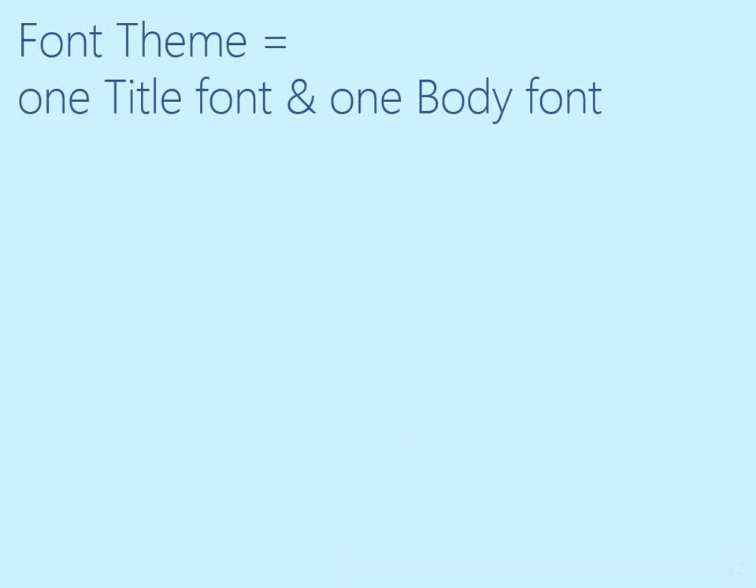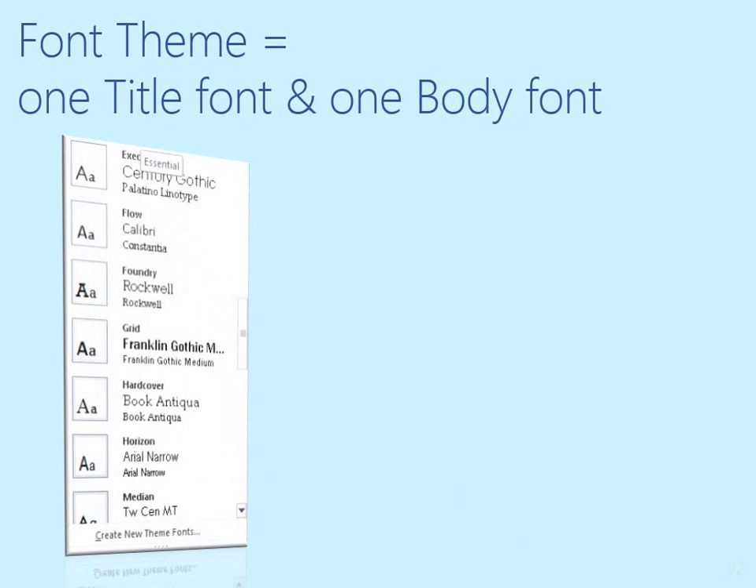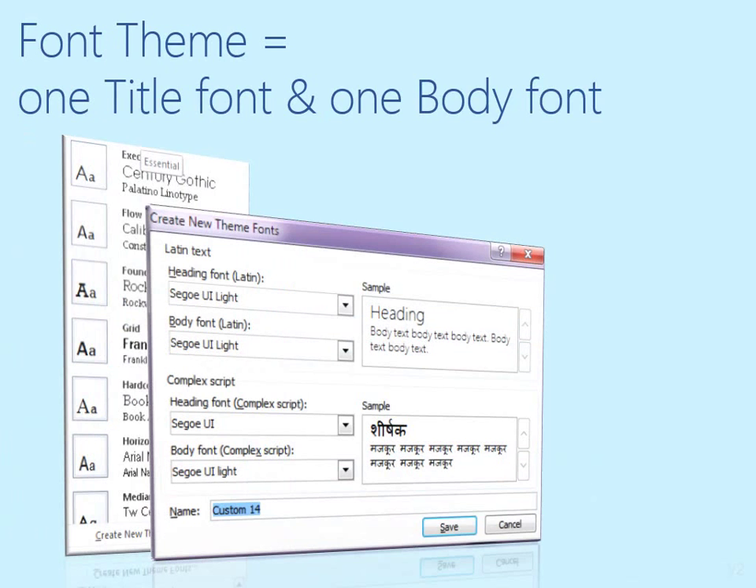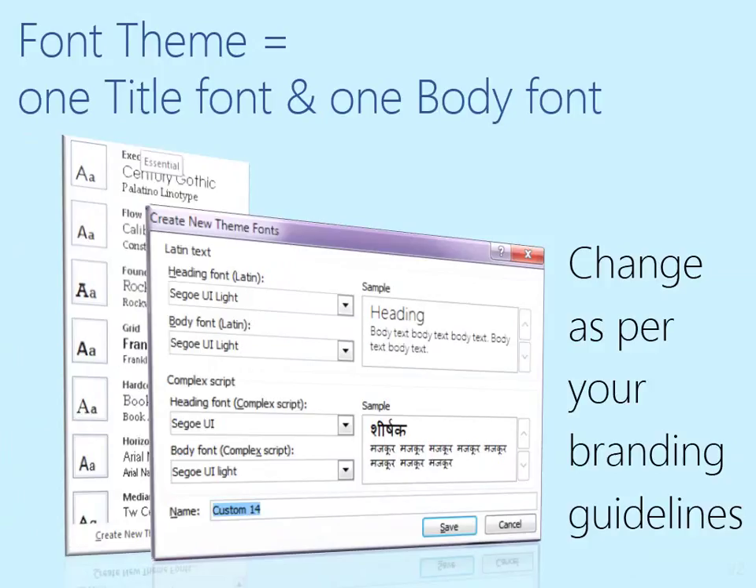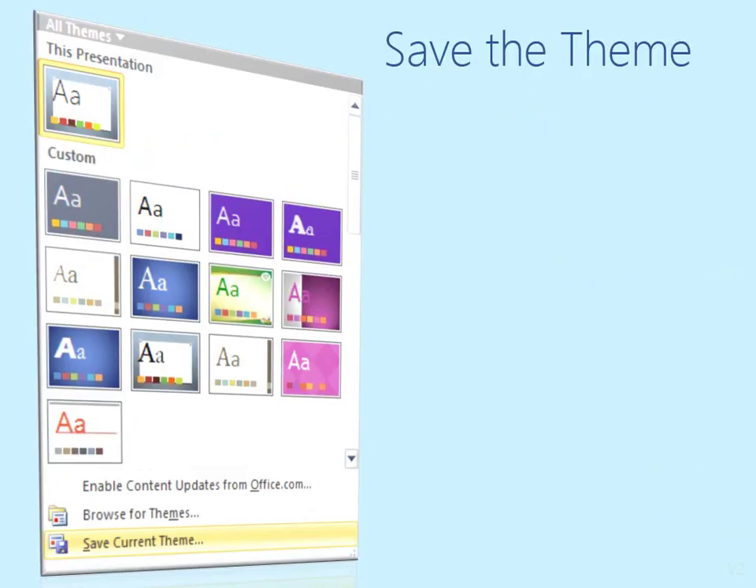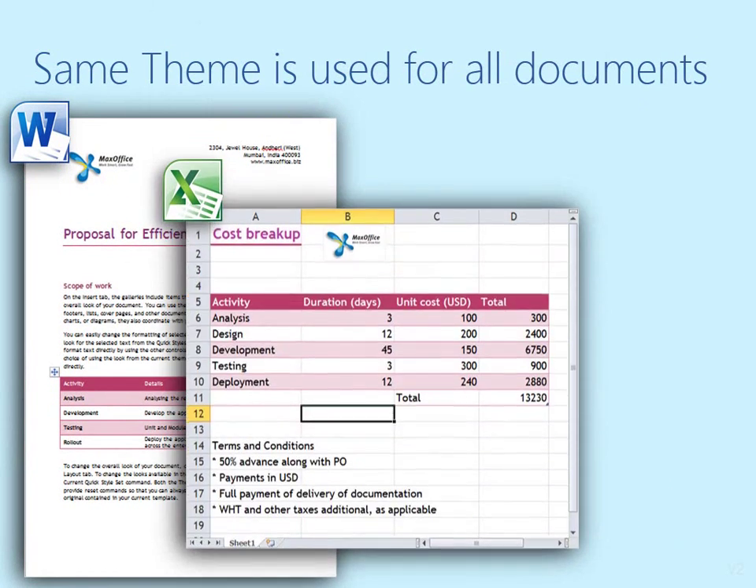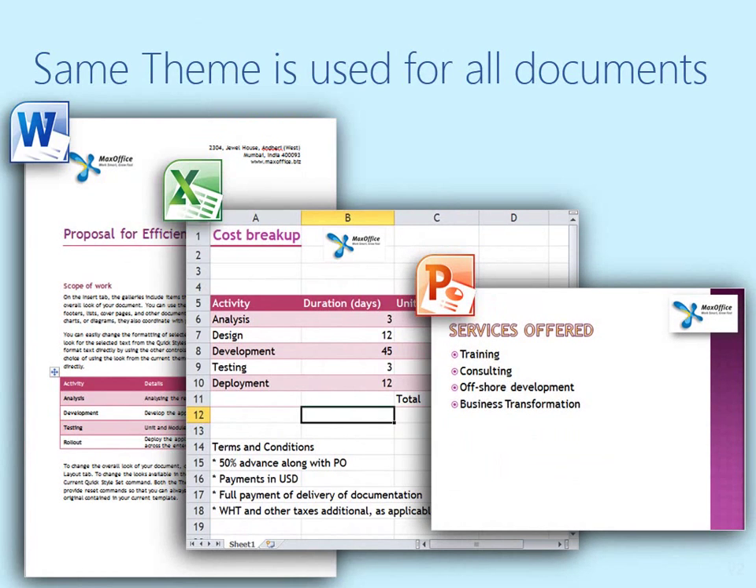Creating a font theme is even easier. Just choose the title font and body font and save them as a custom font theme. The combination of font and color theme is saved as a document theme. Once created, a theme can be used across office documents, which makes them look standardized and professional.